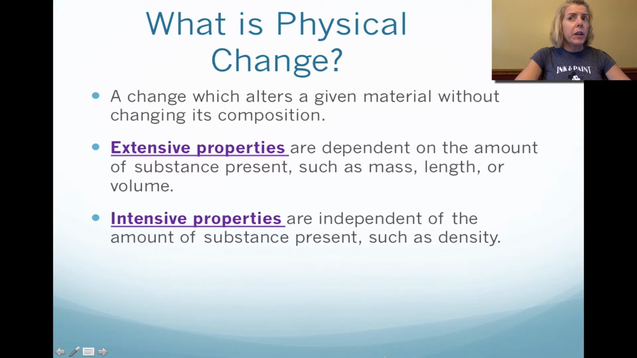Okay, physical change. So now we're no longer talking about properties, we're talking about change. Notice that you're talking about keeping the composition the same. So you're not changing the materials, types of elements that make up that substance. Extensive property, notice that it's dependent on mass, length, or volume, whereas intensive, it's independent of the amount of substance. I apologize. So notice that there's a difference between them.